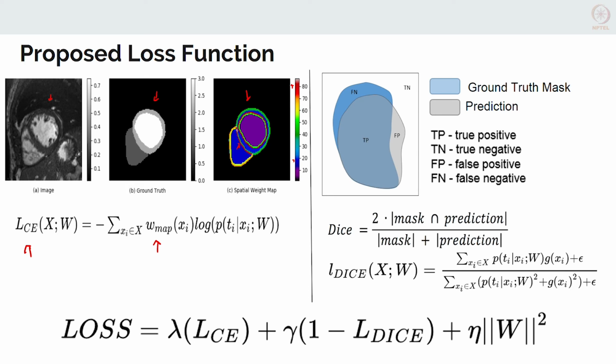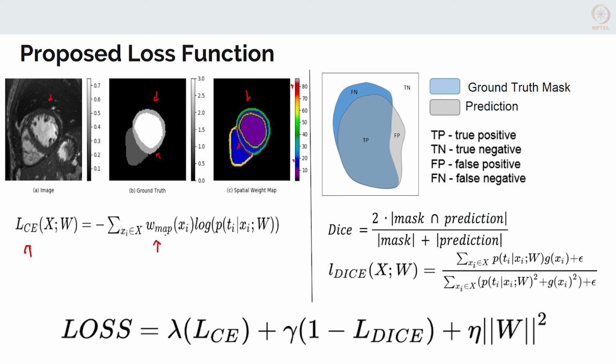So, this is a rare region because we have a lot of overlap with the right ventricle here. So, that is difficult to segment. So, those edges are weighted more than the other edges. So, based on the pixel count, edge location, etc., each pixel is weighted differently. So, that is the weight map that goes into the loss function.